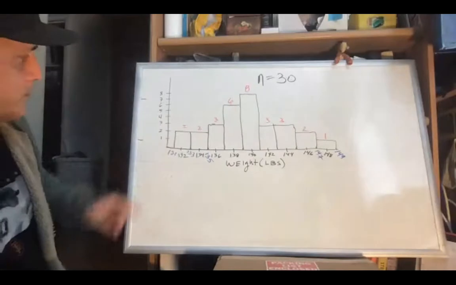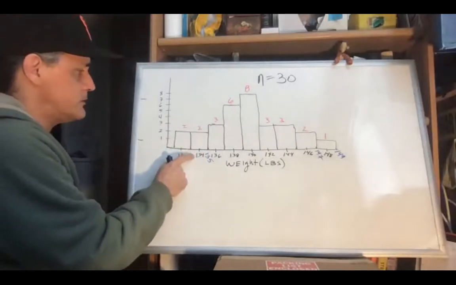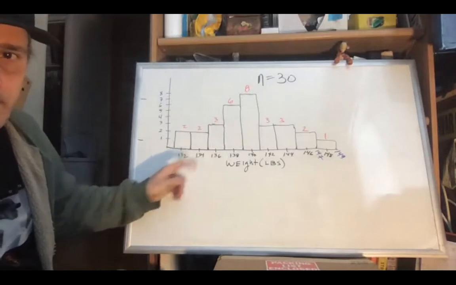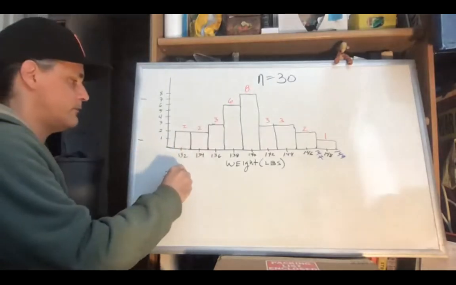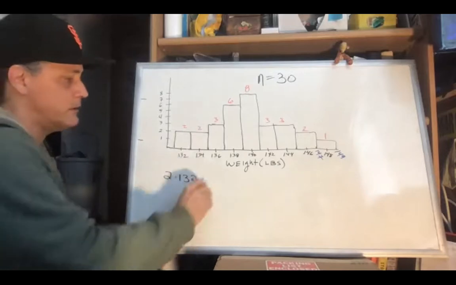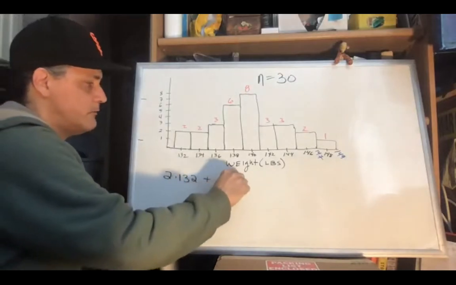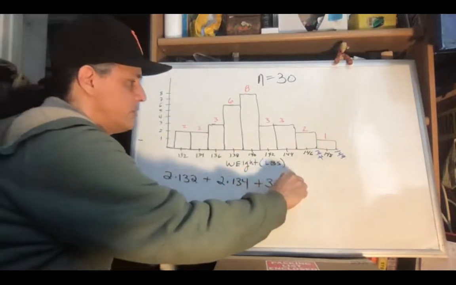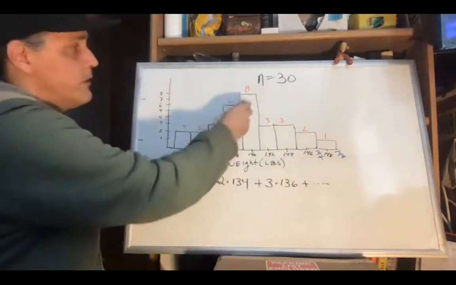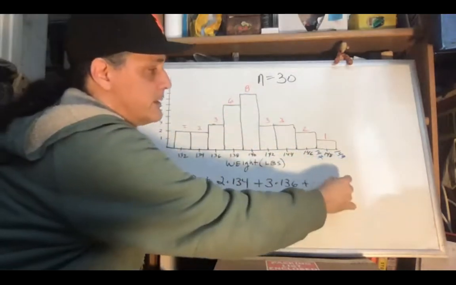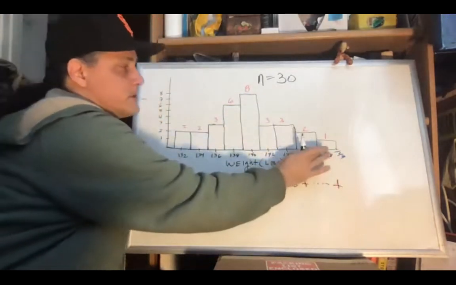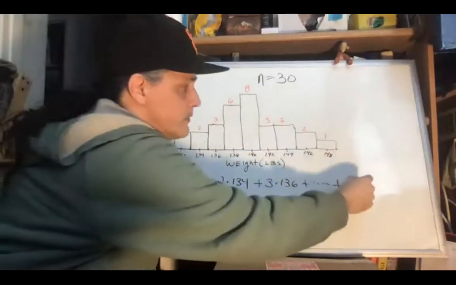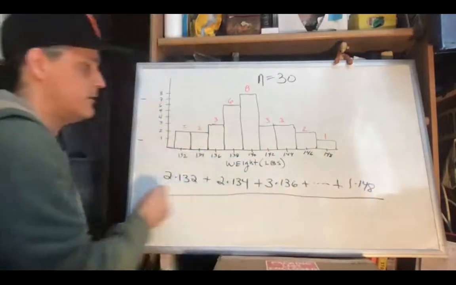Okay, and then you just multiply, and I'm going to go ahead and erase these blues so that it doesn't clutter up. Now you just multiply the midpoints by the frequency and add. So this would be 2 times 132, the next bar, plus 2 times 134, the next bar, plus 3 times 136, plus the same thing for each bar. And then at the end here, the last one would be based upon 148, and there was one of them, so plus 1 times 148. Add all that, divide by 30.